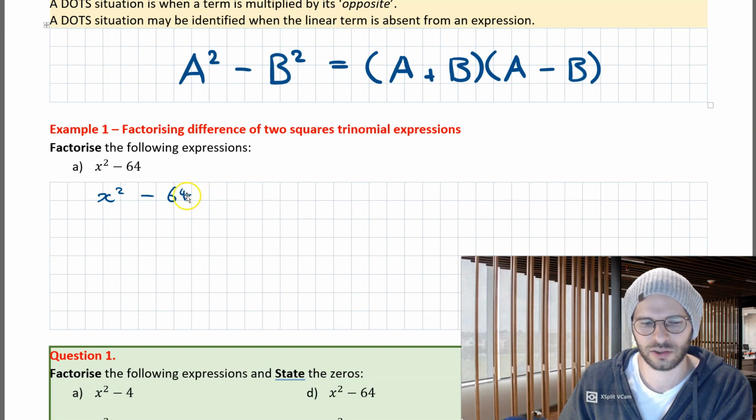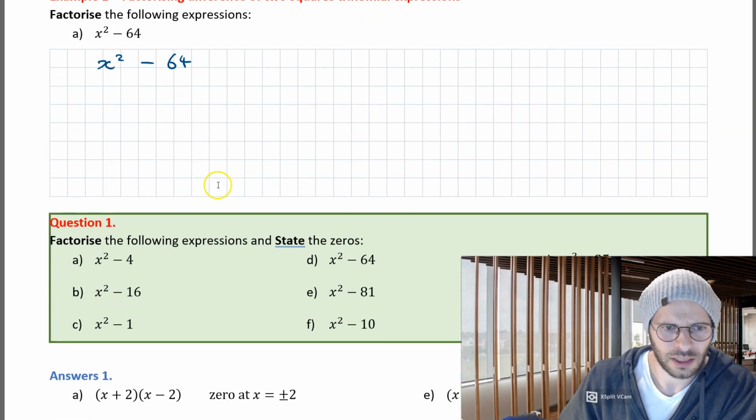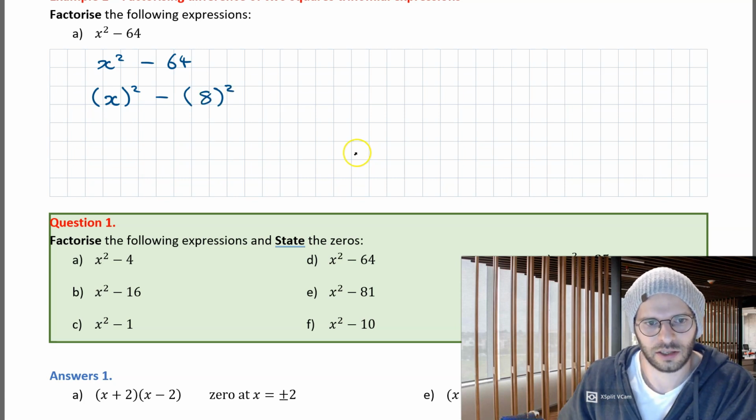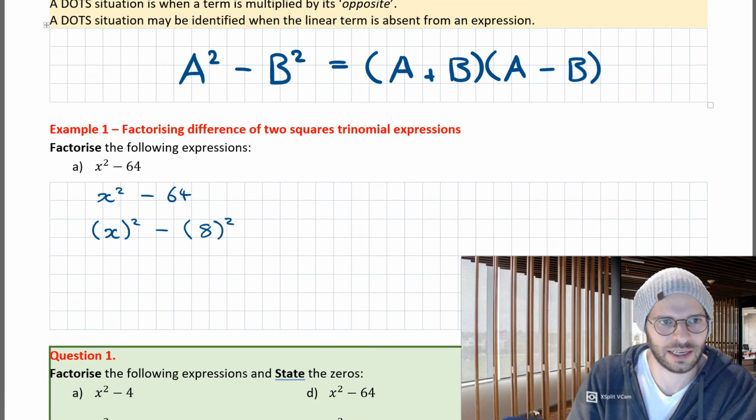And then the final situation we're looking for is the ability to square root both of our terms. So x squared can be square rooted easily, 64 potentially. Let's have a go. If we want to rewrite x squared as a square of its square root, then it's x squared. And then 64, if I square root it, I get 8. So that's 8 squared. So what we can see is that we have a DOTS situation here, difference of two squares.